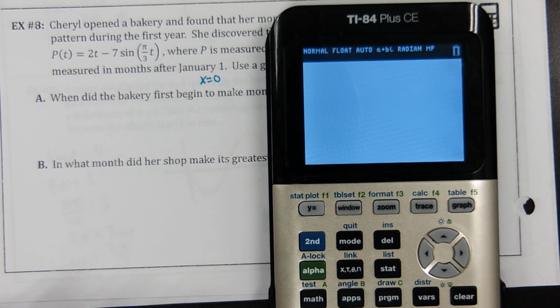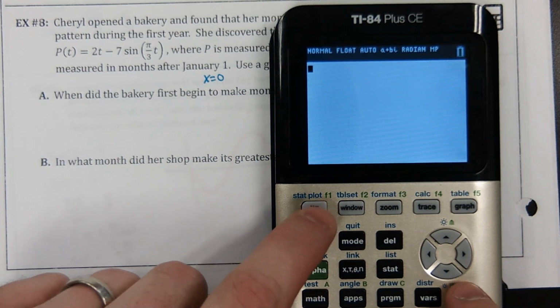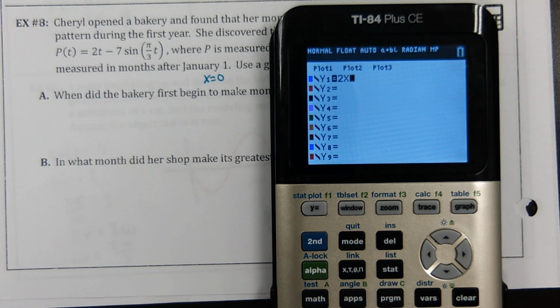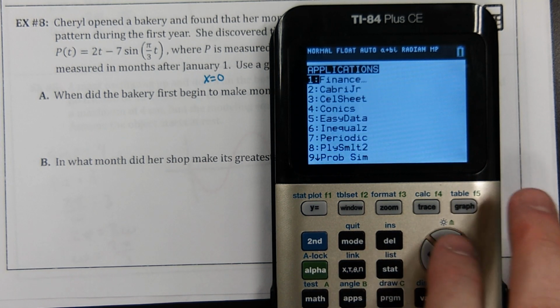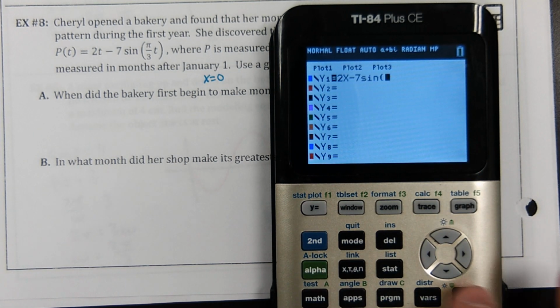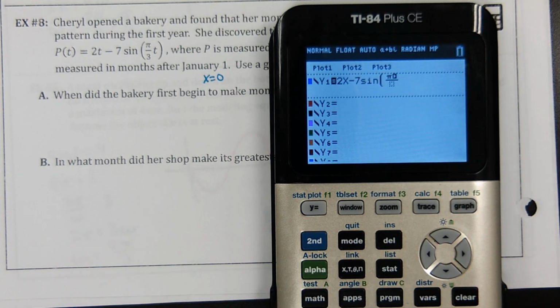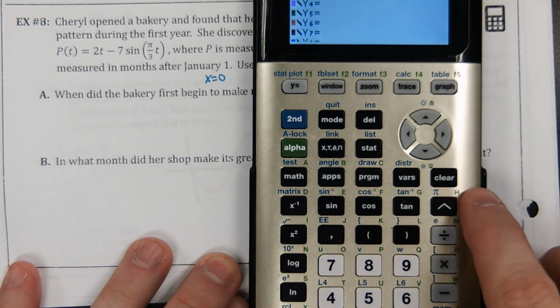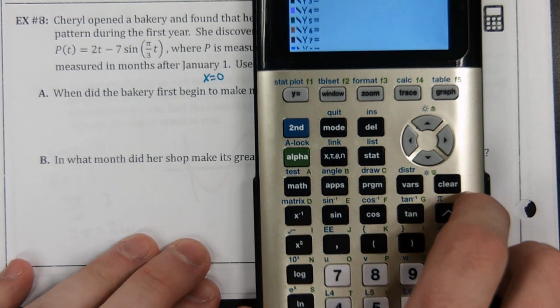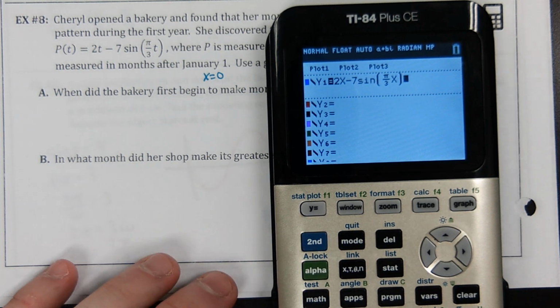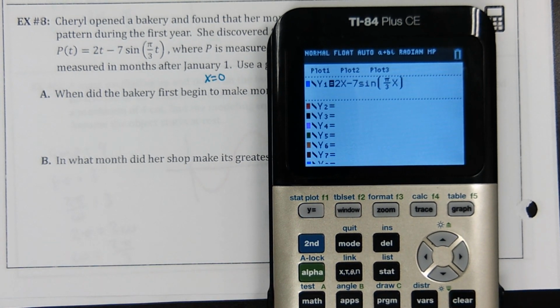Anytime you have to graph any trig, go to y equals 2x minus 7 sine, alpha y equals, stack fraction pi over 3. Remember, pi is right here. X. And we're going to think about our window before we hit graph. All right?